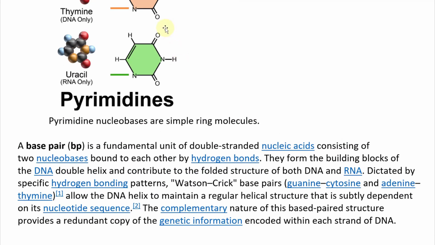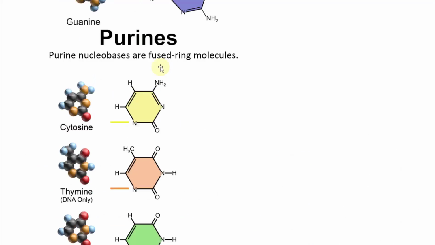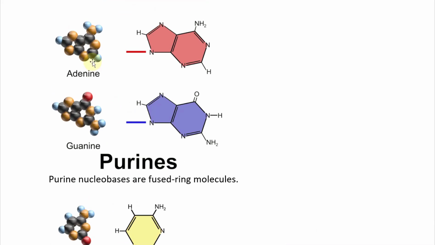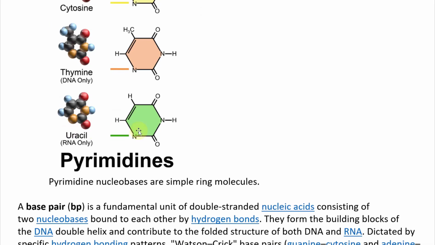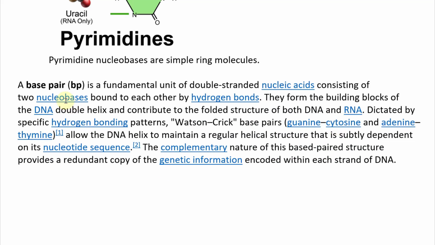All right, so let's go further and look up the term base pair. A base pair, or BP, is a fundamental unit of double-stranded nucleic acids consisting of 2 nucleobases bound to each other by hydrogen bonds. So you get these nucleobases connected to each other. That is going to be a base pair. For example, if A, G, C, T, U connect with hydrogen bonds, that's a base pair. They form the building blocks of the DNA double helix and contribute to the folded structure of both DNA and RNA, dictated by specific hydrogen bonding patterns.